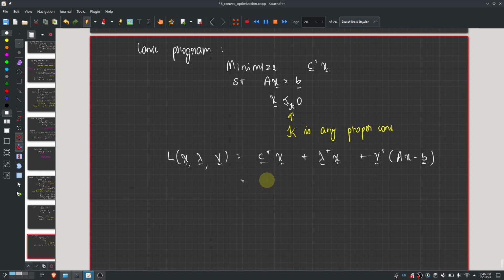Or this is minus nu transpose B plus C plus lambda plus A transpose nu transpose X.